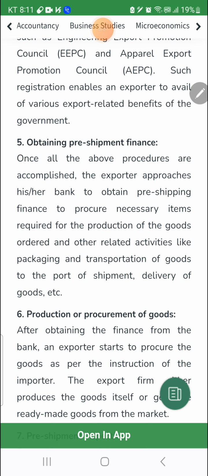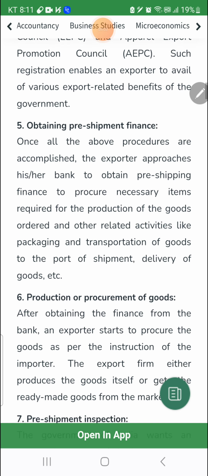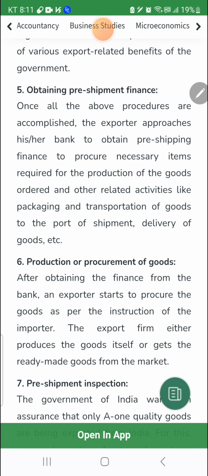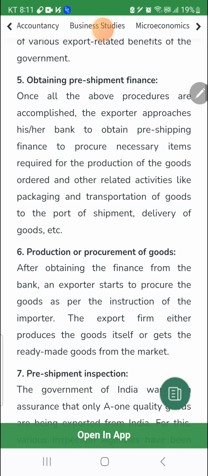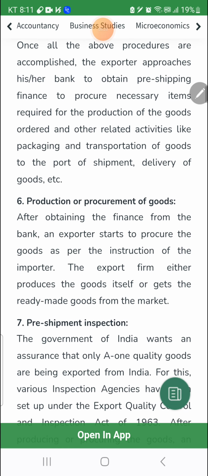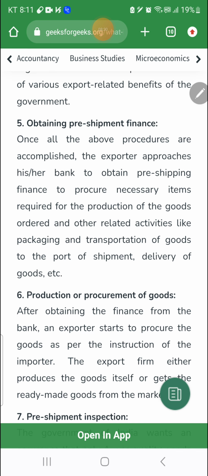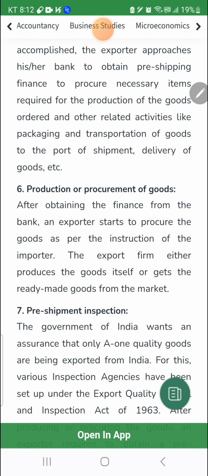Once all the above procedures are accomplished, the exporter approaches his or her bank to obtain pre-shipping finance to procure necessary items required for the production of the goods ordered and other related activities like packaging and transportation of goods to the port of shipment, delivery of goods, etc. Okay, obtaining pre-shipment finance.